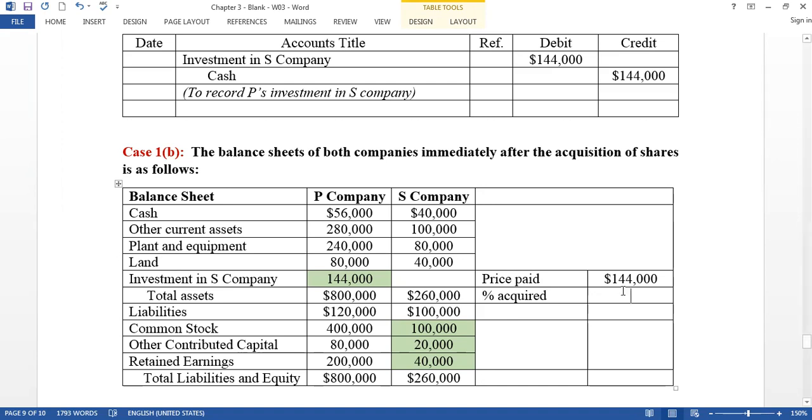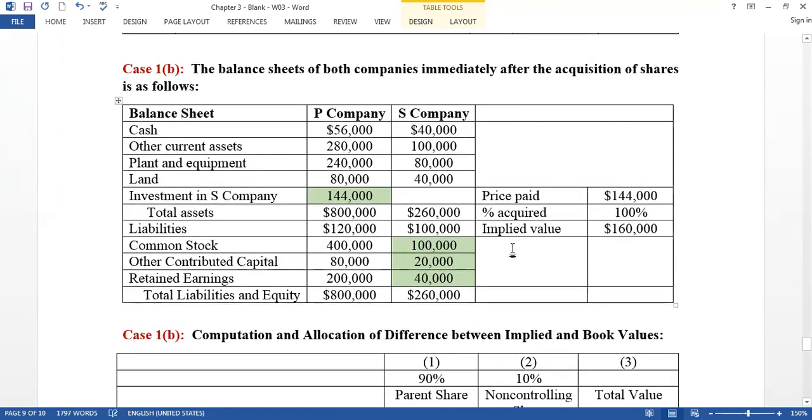Percentage acquired 100%. So based on these two pieces of information, we are going to calculate the implied value. And what is the implied value here? If you use your calculator, the implied value is 160,000, right? 160,000 is the implied value.